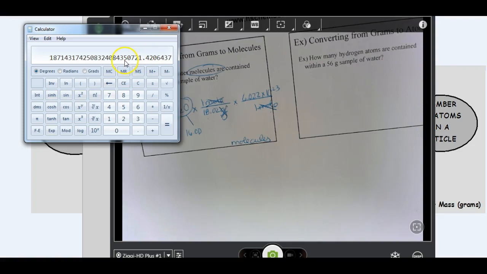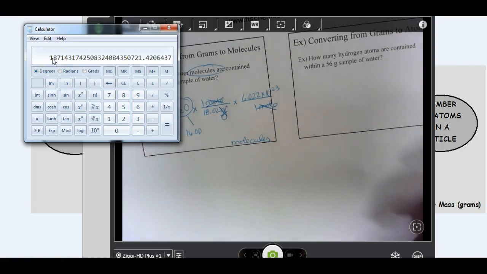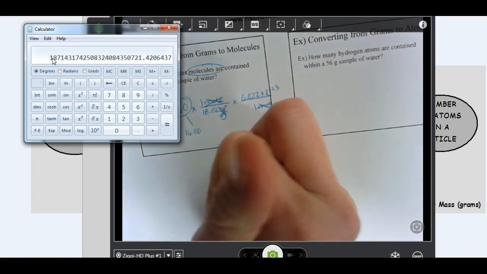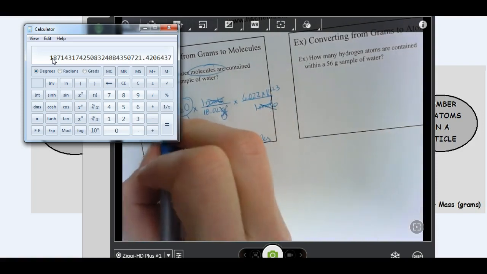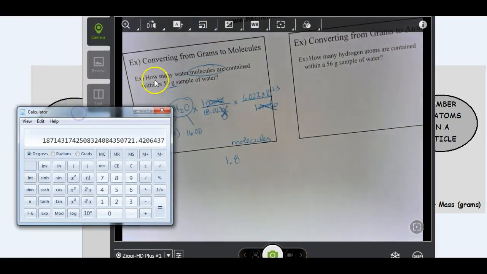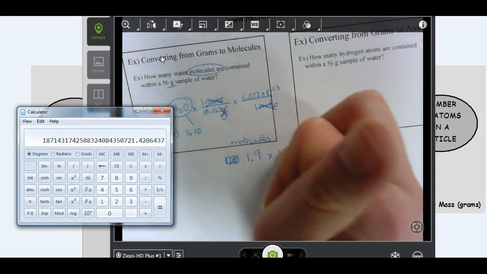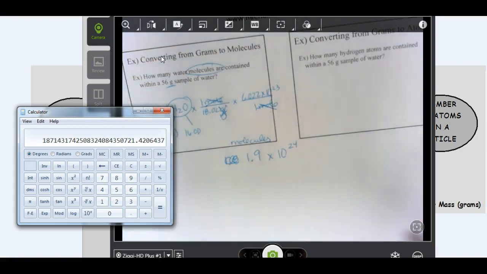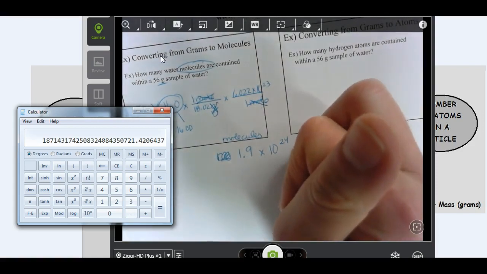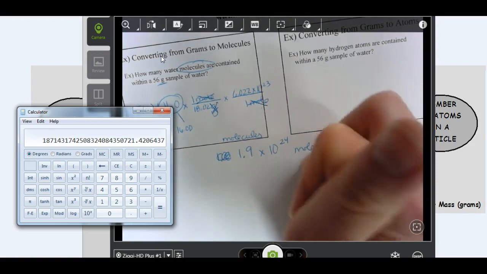1, 2, 3, 4, 5, and so on up to 24. Phew, yes. 1.8. Okay, they only gave me 2 digits in the problem. If you look back, they gave me 56, so I just need to give them 2 digits. So that's actually going to round to 1.9 times 10 to the 24th. And that is molecules of water.